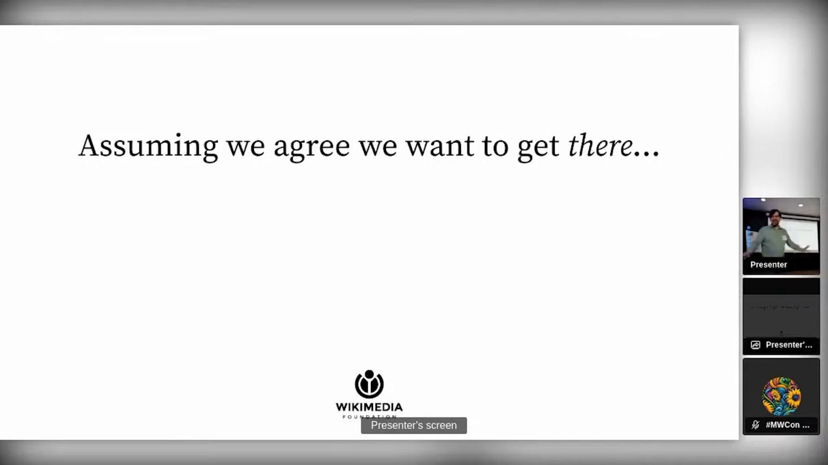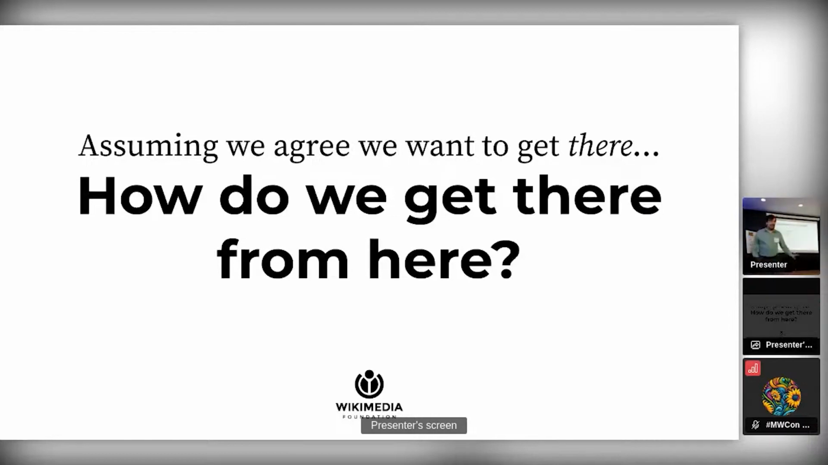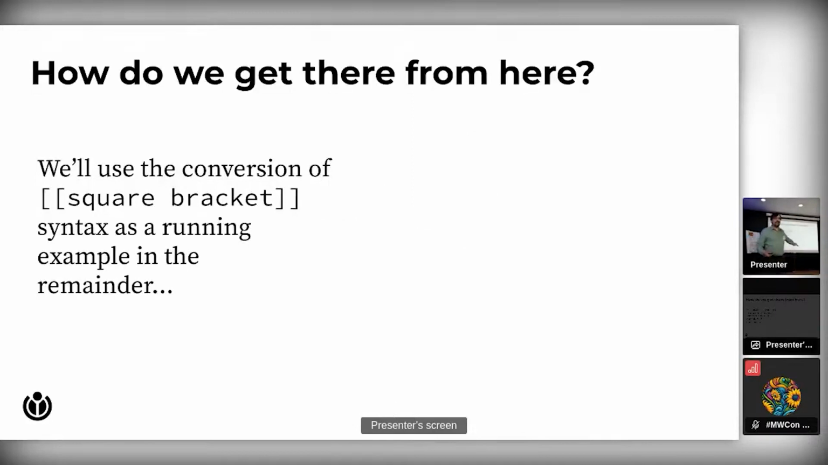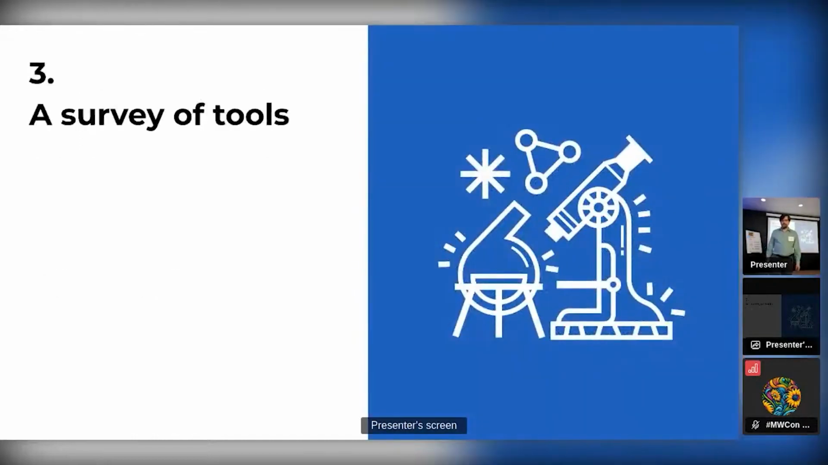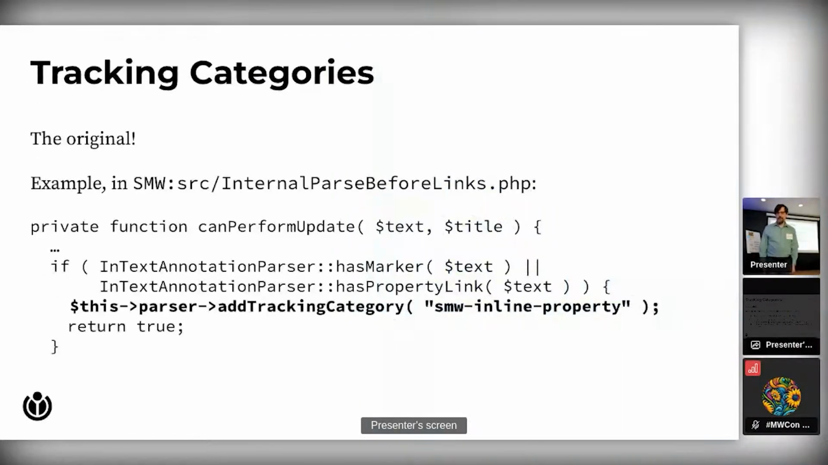Okay. But assuming we want to get there, and we can disagree about where there is, but there is some place with more modern wikitext syntax. It might not be square bracket syntax we're talking about, maybe something else. How do we get there from here? And again, this is only our example. We're going to use it as a running example because it's convenient in a lot of ways. But maybe you have a different problem, right? Maybe there's some Cargo migration that you need to do, or some other tool that's specific to you where you need to migrate content. So we're going to talk about tools that are available that can help, and broadly, what process we could figure out together to make this a more routine task.